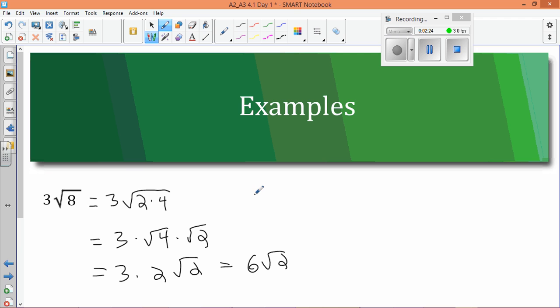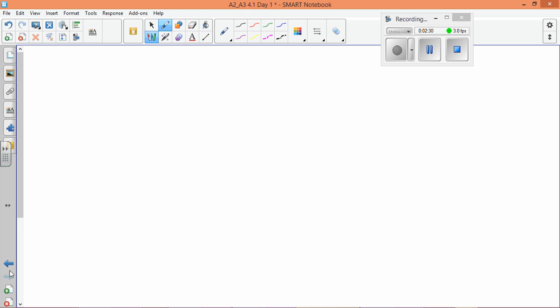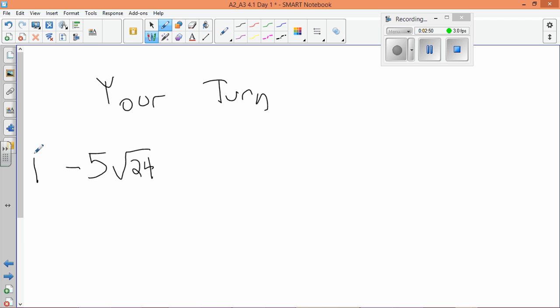Okay, so I'm sure you are understanding this 100% completely. I'm going to have you do a your turn problem. You can just do it on the bottom of your notes here. Let's do 5 root 24, let's say. Make it negative 5 root 24, just to throw a negative in here, because I know you love that. So try a negative 5 root 24. I want to see that on the bottom of your paper.